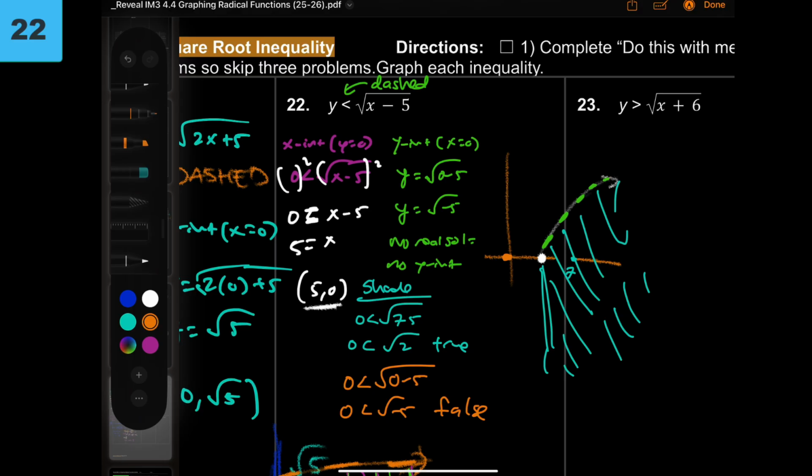Okay, if you did it by transformations, this one you're just going right 5. And that would make sense because you're just shifting by 5. And then you would just do your test points. The x and y intercepts are important because in pre-calc you guys are going to have to find the characteristics.